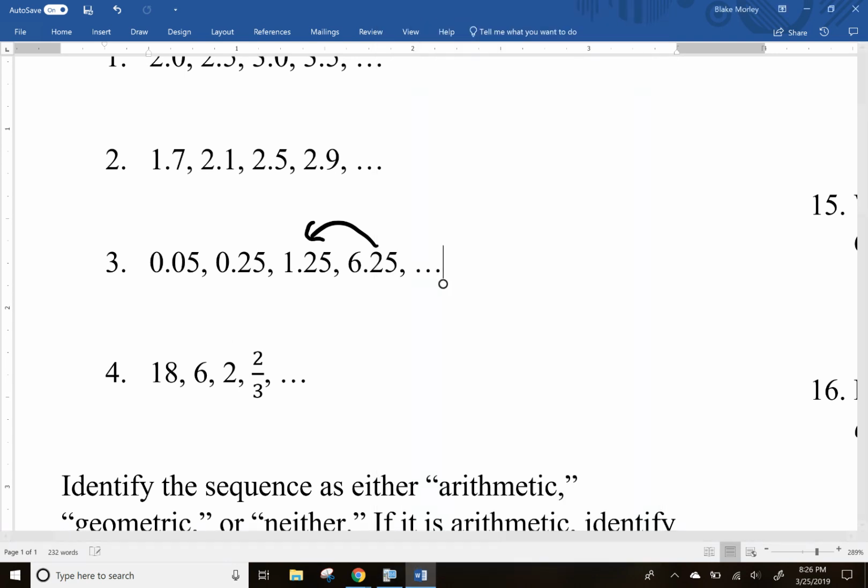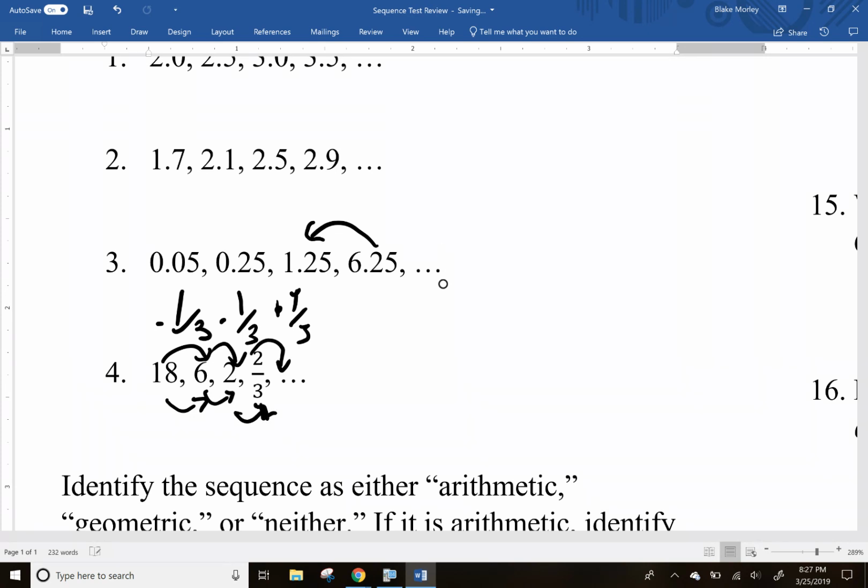So that tells me that what we're doing here is multiplying by 1/3 every time, which, by the way, is technically the same thing as dividing by 3. Multiplying by 1/3 is the same thing as dividing by 3. So you might notice, hey, 18 divided by 3 is 6, 6 divided by 3 is 2, and 2 divided by 3 is 2/3. So what's the next number?